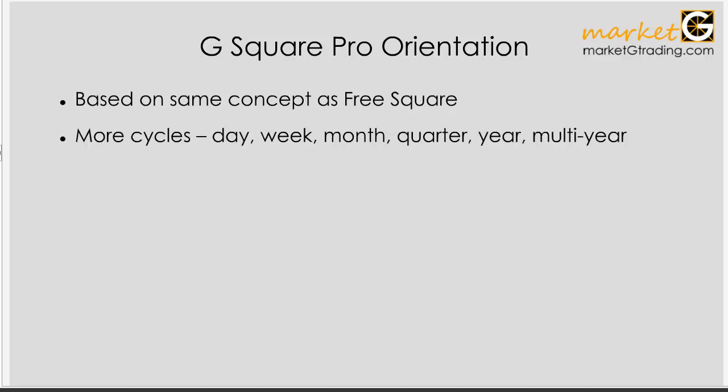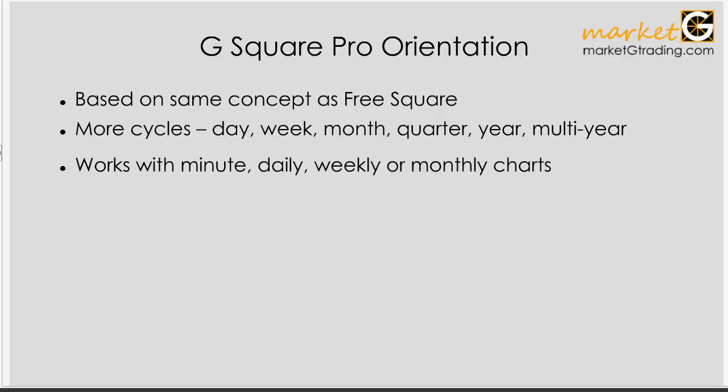So now let's take a look at G Square Pro and what's different. It's based on the same basic idea of a price time square as the Free Square indicator is. There are more cycles available. G Square Pro has day, week, month, quarter, year, or multi-year cycles available. It works with minute charts, daily, weekly, or monthly charts.